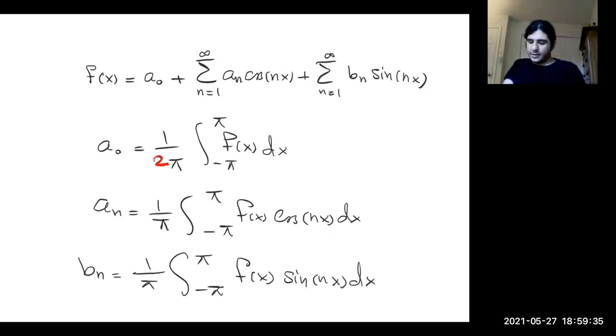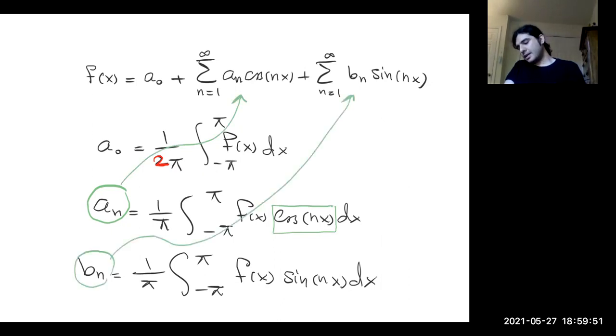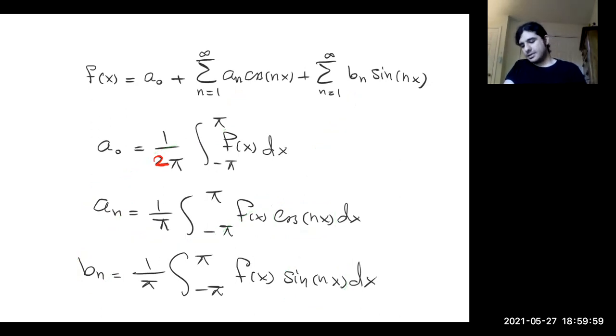Note that a_n is the coefficient of cosine, and also in its definition you would see cosine here. b_n is the coefficient of sine, and also in its integral you would see sine. Maybe that would be useful to memorize these formulae. So we have these formulas. Maybe we can try a few examples, right?